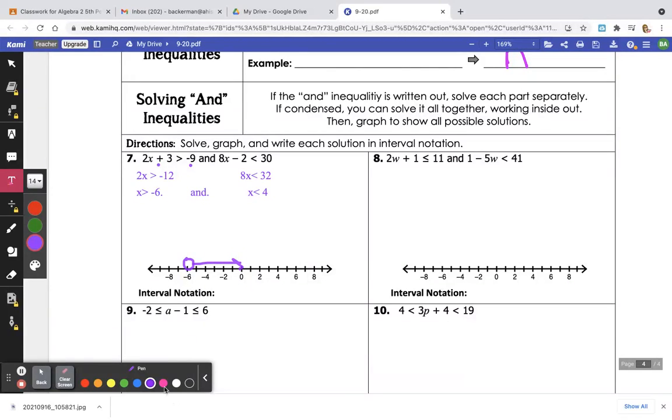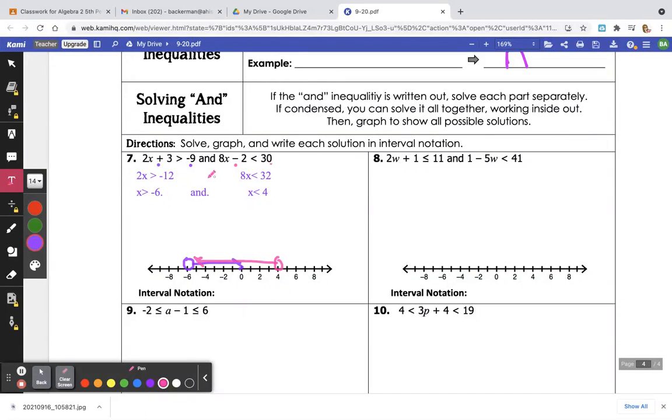Okay. Then let's solve the other one. So the other one was we needed to add 2 to both sides. So then we get 8x is less than 32. Divide both sides by 8. Again, we're dividing by a positive, so we can leave the sign. We don't have to flip it. X is less than 4. It is also not included, so it's going to be an open circle. And I know that it's going to be less than.